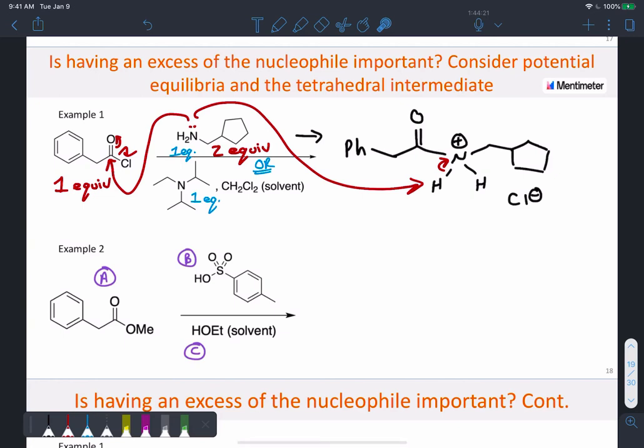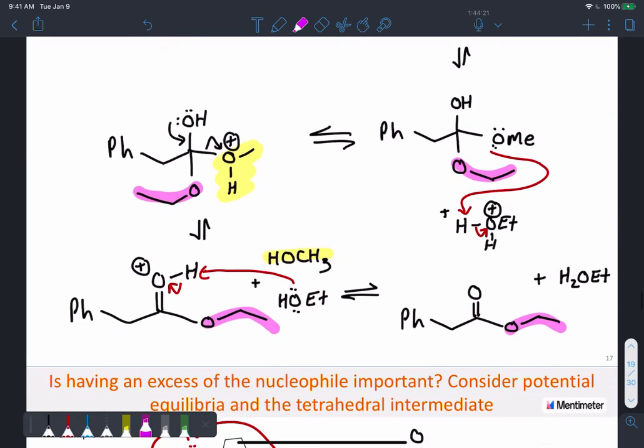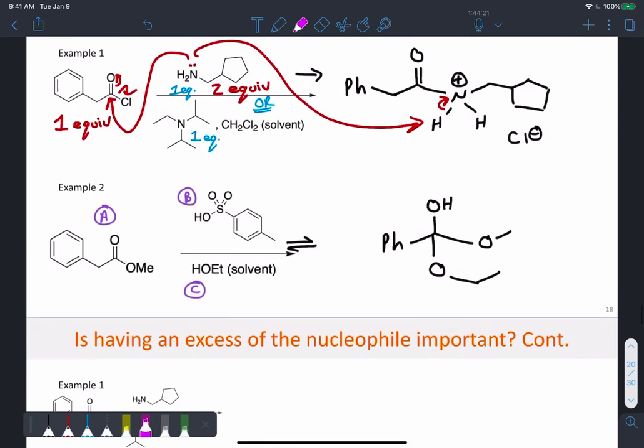So in this particular reaction, the second one, remember that all the steps were reversible all the way through, and we got to this point where we had a tetrahedral intermediate. I just want to get the colors right here. So the ethyl.